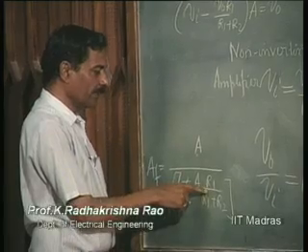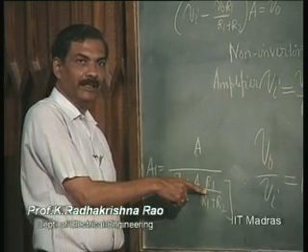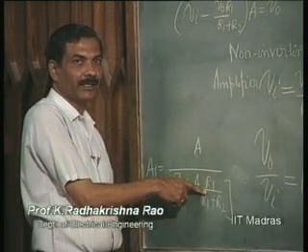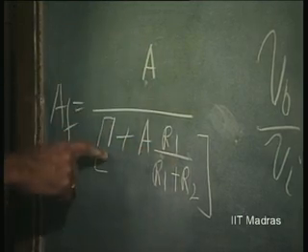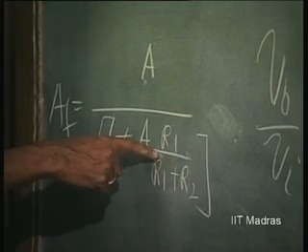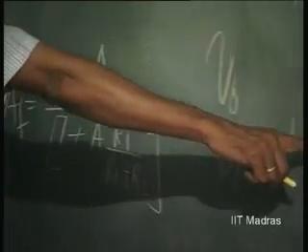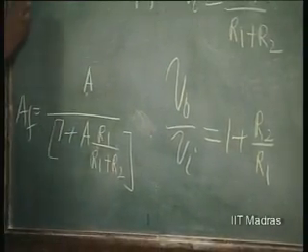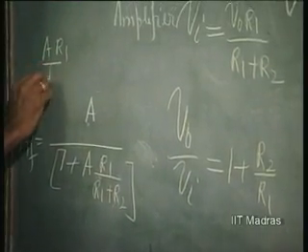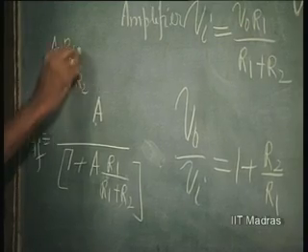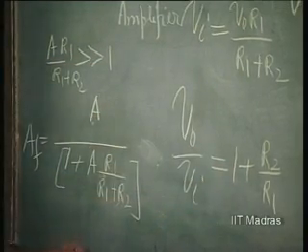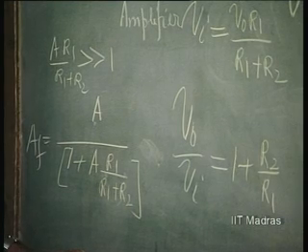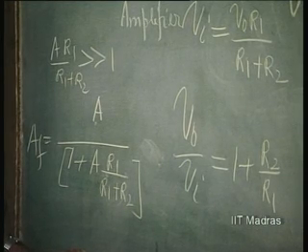So, 1 plus loop gain is the factor by which everything gets modified. That is what we have concluded earlier in the feedback. So, A gets modified to A by 1 plus loop gain. If this is very high, this will come out to be 1 plus R2 over R1. That means A into R1 by R1 plus R2 should be much greater than 1, then this is going to be the final gain. We will discuss other configurations in the next class.